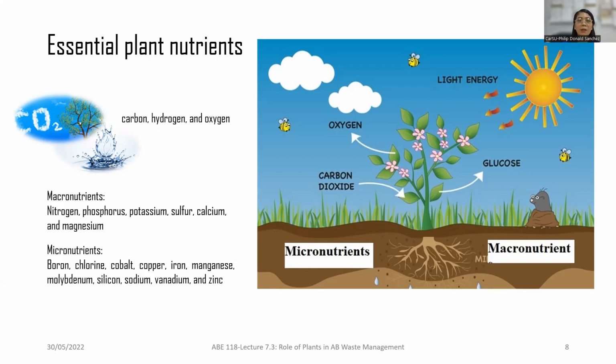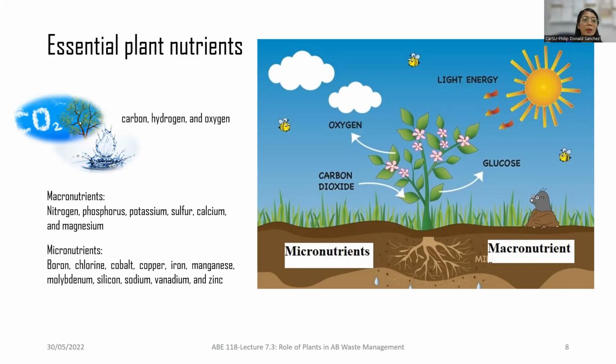So we have the macronutrients and the micronutrients. So we have also carbon, hydrogen, and oxygen. These chemical elements can be obtained from CO2 in the air or from water, H2O.